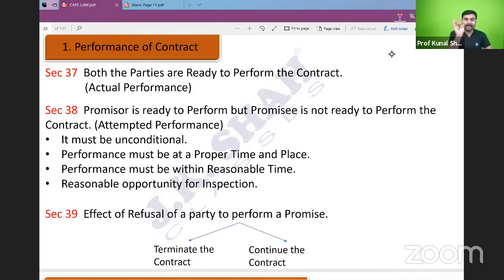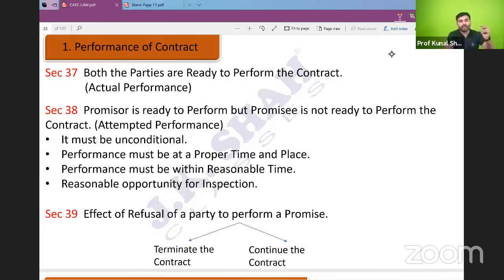The performance must be done at a proper time and place. That is, whatever is the time fixed, whatever is the place fixed, kindly perform the contract at that time and at that place. If the time was not fixed, then the performance should be done within a reasonable time. What is reasonable time? Not defined. It keeps on changing from person to person, time to time, situation to situation. So if the time of performance has been fixed, perform at that time, at that place. If the time of performance is not specified, perform the contract within a reasonable time.